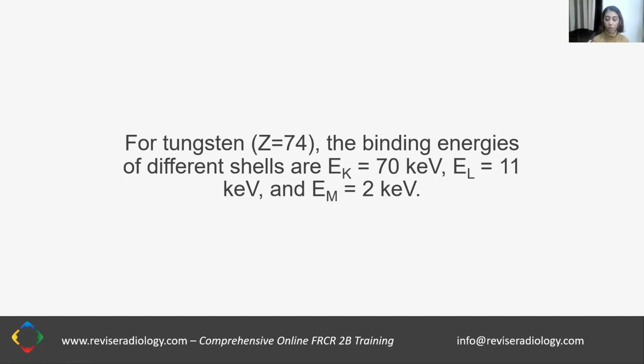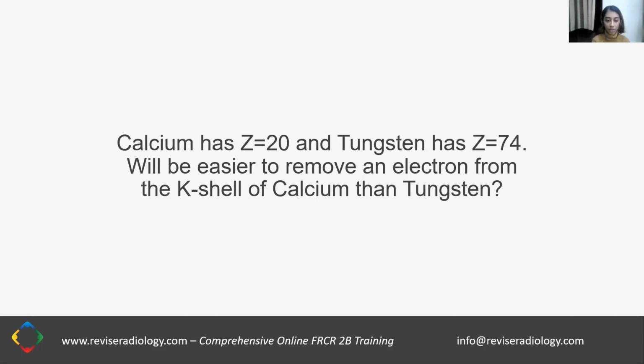So this is just to put it into numbers, just to drive the point home. For tungsten, the atomic number is 74, and the binding energies of the different shells are EK. So K, the subscript there, indicates which shell they're a part of. 70 kiloelectron volts, 11 kiloelectron volts, and 2 kiloelectron volts. So we see very clearly here, the further that you get from the nucleus, the less energy is required to remove the electron from that shell.